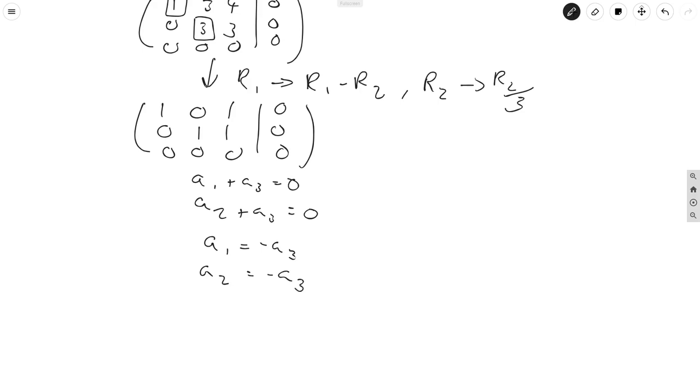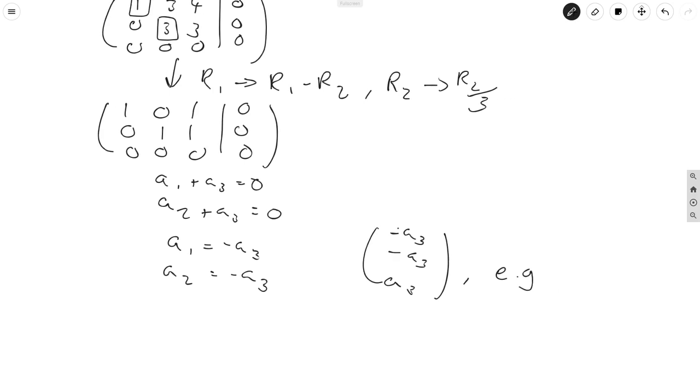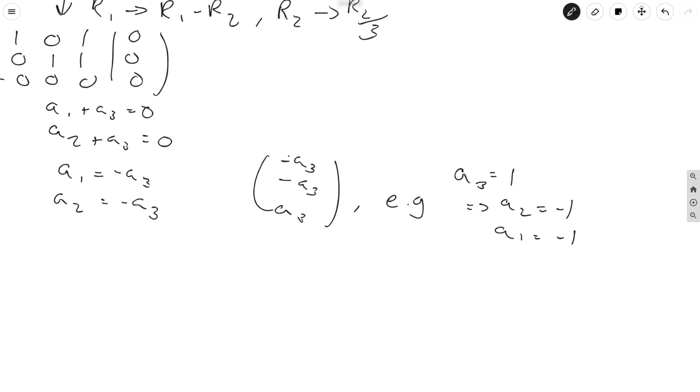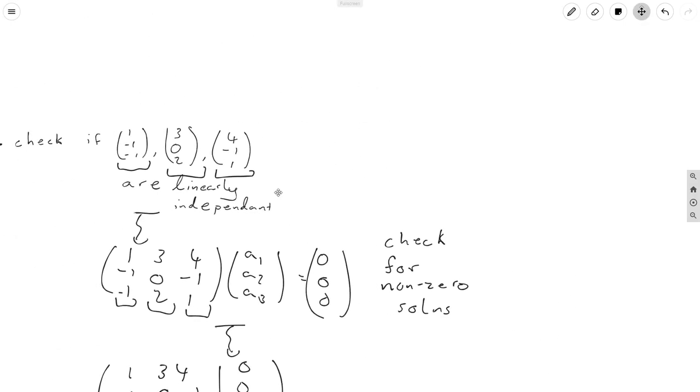Now notice that this means that some solutions will be non-zero, right? Our solutions are of the form minus A3, minus A3, A3. So for example, let's fix A3 first. If A3 equals 1, this means A2 equals minus 1 and A1 equals minus 1, and this is a solution that is non-zero. So therefore our vectors are not linearly independent, and they are in fact linearly dependent, okay? And that's for these three vectors up here.